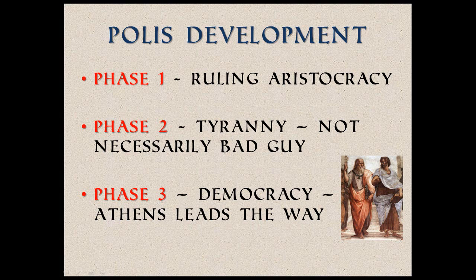Phase 3 saw democracy, the last phase, and it was Athens who actually established the first democracy, and several of the other Greek city-states would soon follow. So that was kind of the last phase where we see a direct democracy, as they call it, where people elect their own leaders, and we will talk more about that when we talk about Athens.